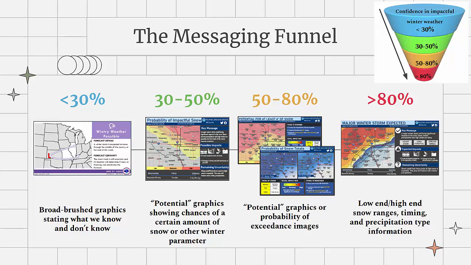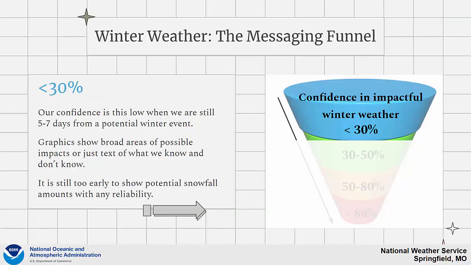And here are a few graphics that you may see from across the region. On the left is less than 30%: broad brush graphics stating what we know and don't know. 30 to 50%, the green, is the potential graphics showing chances of a certain amount of snow or other winter parameter. The 50 to 80% is the potential graphics or probability of exceedance graphics, and the greater than 80% is low-end, high-end snow ranges, timing, and precipitation type information. And we'll dive into each one in a second. I know those are small to see, but we'll start out with the less than 30%.